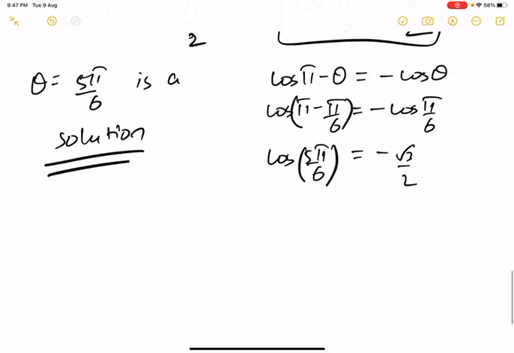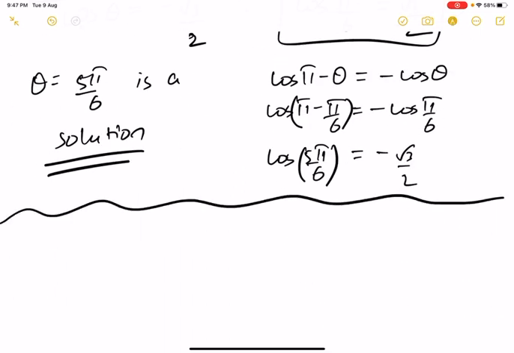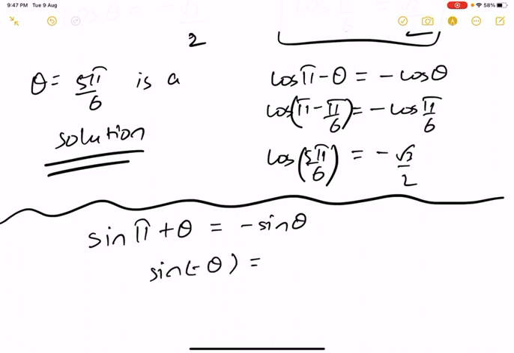Now for sine, how will you convert? For sine, there are two ways to convert. One is sine of pi plus theta, which is negative sine theta. Another way to convert is sine of negative theta is equal to negative sine of theta. So there are two ways to convert.